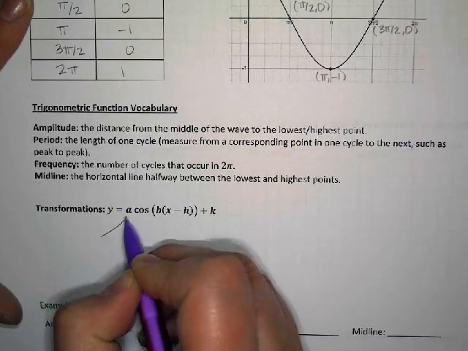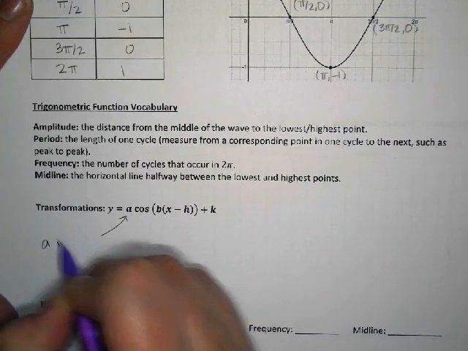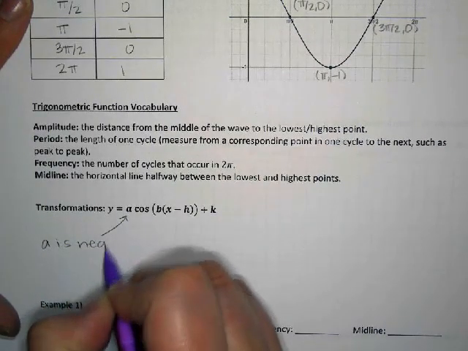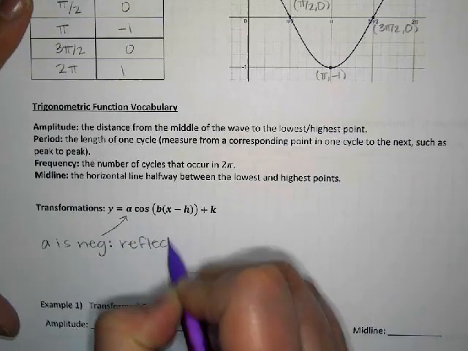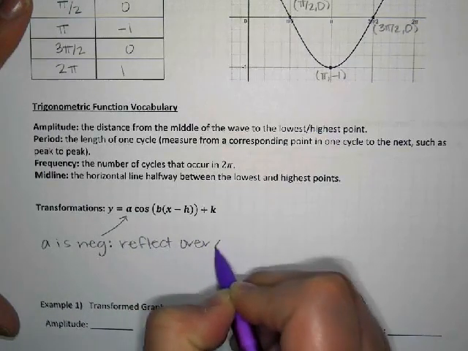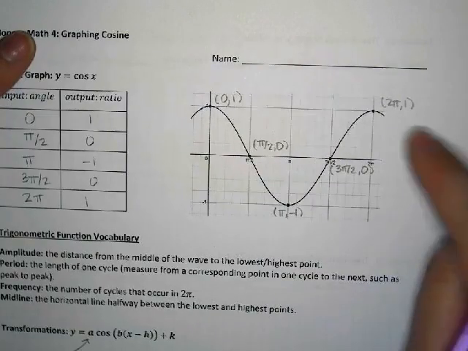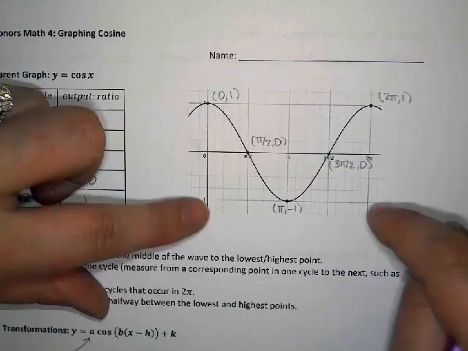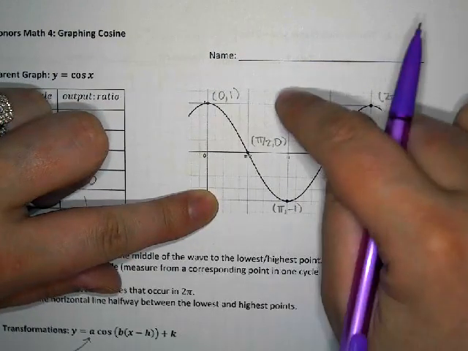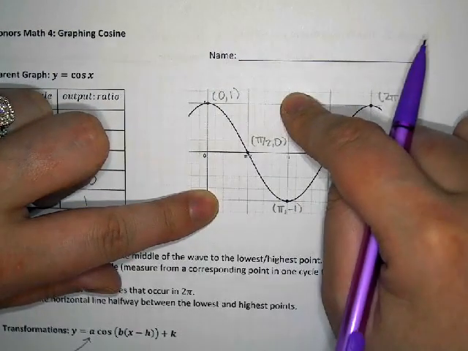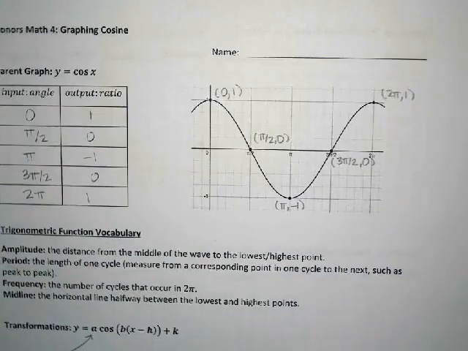So if your A is negative, then that means that the graph has been reflected over the x-axis. And so for this graph, if it was reflected over the x-axis, that would mean that we would start with the minimums. We'd go from minimum to minimum, and the maximum would be in the middle. And then, of course, we would cross the midline.